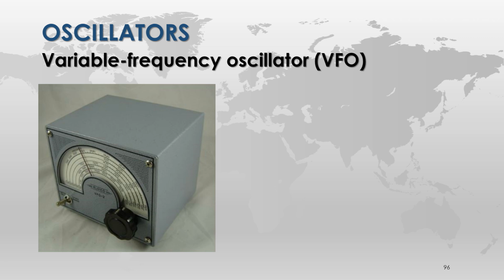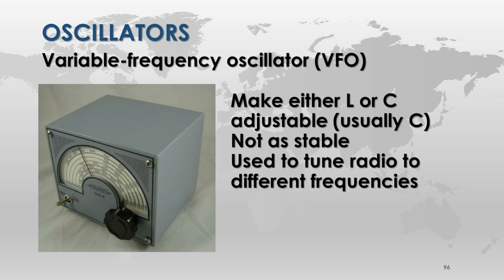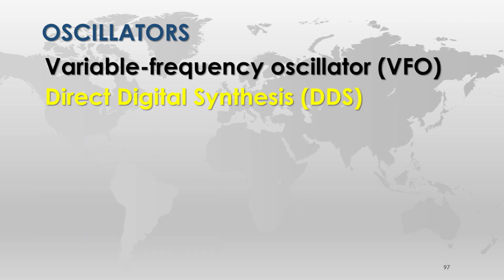Are you there? Okay, what it does is it makes either the L or the C adjustable, and it's usually the C. L is inductor, C is capacitor. So you make the inductor or the capacitor adjustable, usually the capacitor, and that will change the frequency. You used to do it with an analog dial, and now I think almost everything is a digital LCD screen. It's not as stable, and it's used to tune the radio to different frequencies.